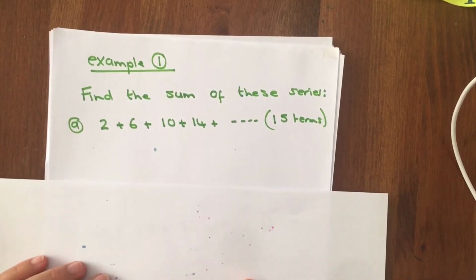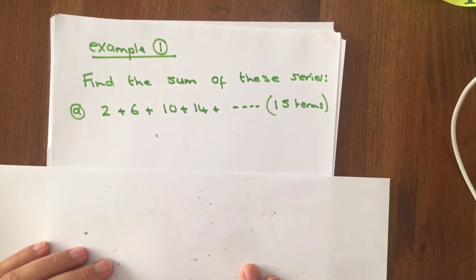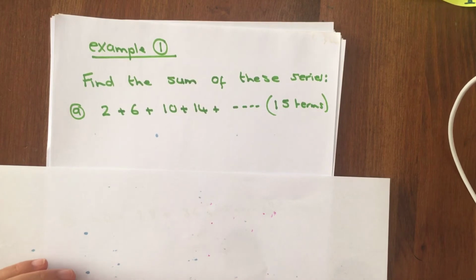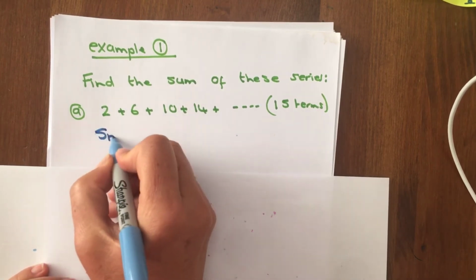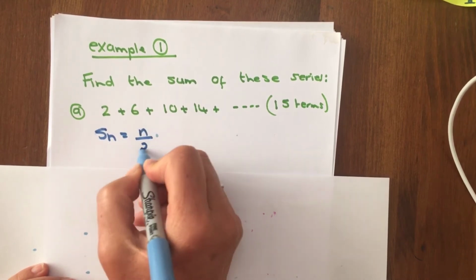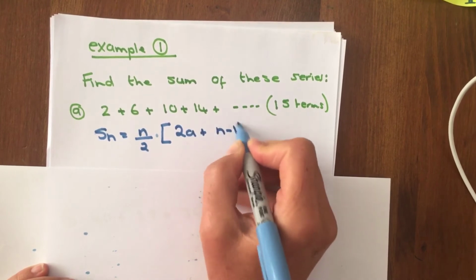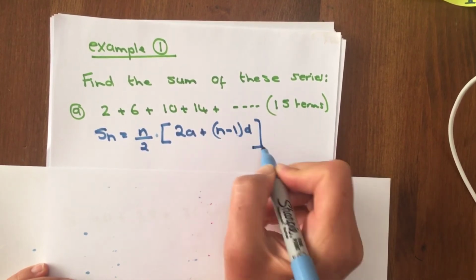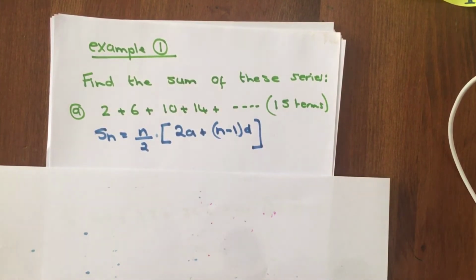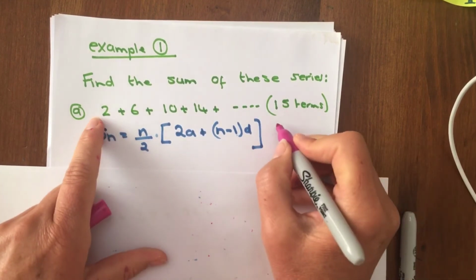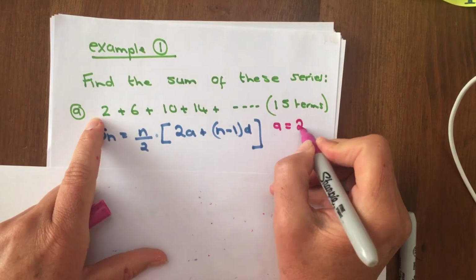Find the sum of each of these series. I'm just going to write down the rule first, which you have to know. By using this and writing it down each time, there's more chance of you remembering it. So that's the rule. My first term in this sequence is 2.